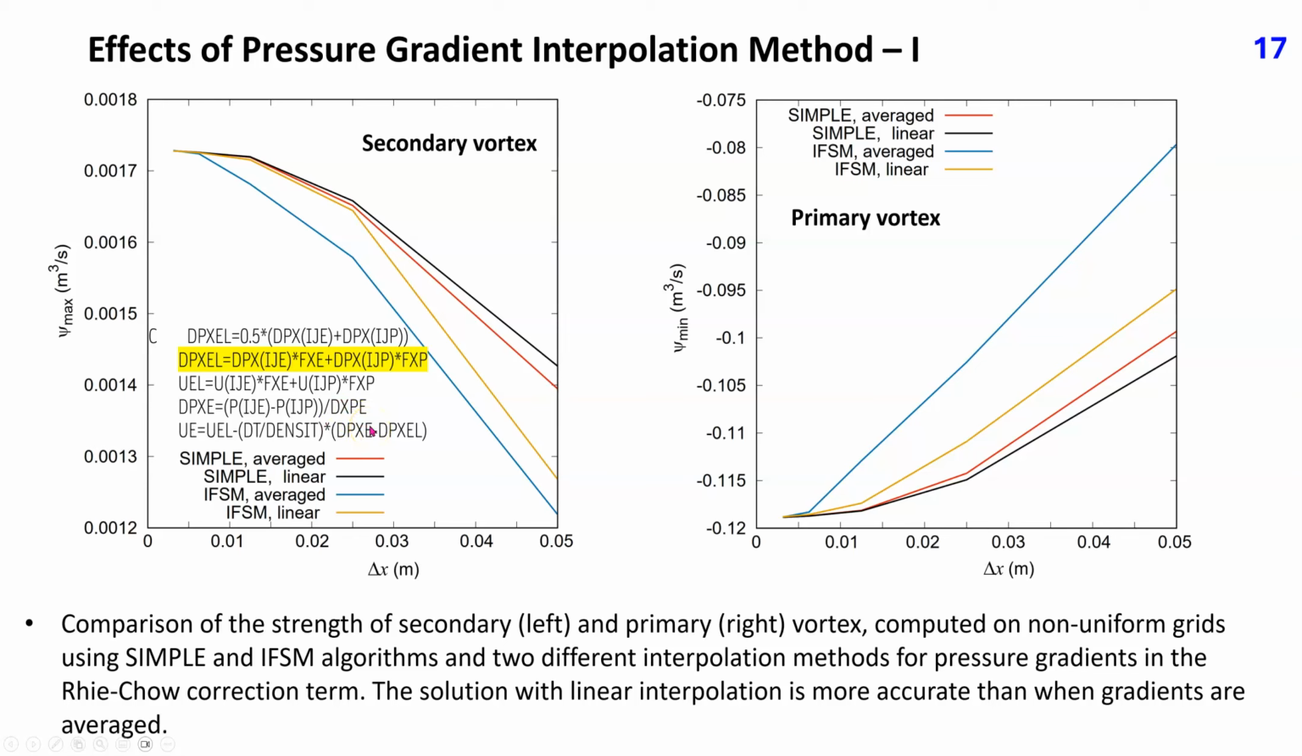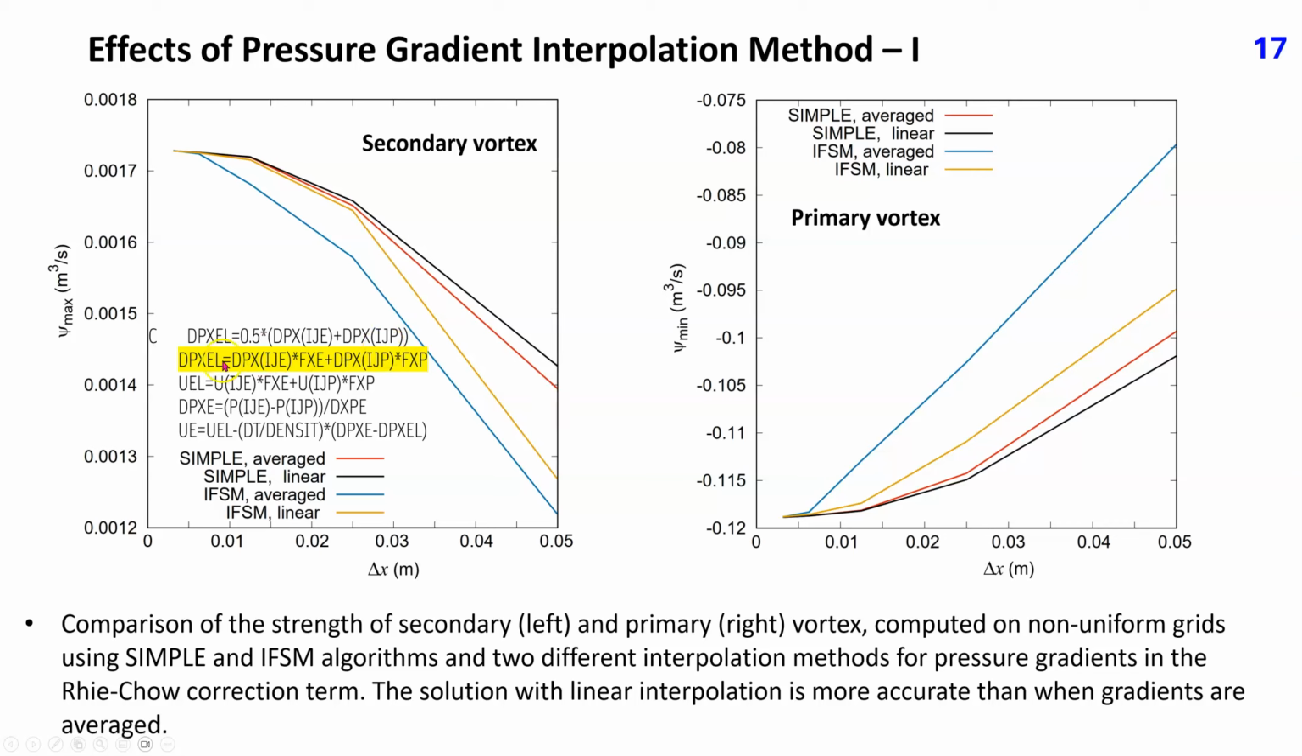When the grid is non-uniform, the central difference approximation of the pressure gradient at the cell face, pressure at the neighbor cell minus pressure at the cell center divided by the distance, is second-order accurate midway between the two cell centers, not at the cell face. This is why the literature suggests the pressure gradients are averaged rather than linearly interpolated, so that both approximations are consistent. In SIMPLE, no big difference is observed when the interpolation method is changed. However, in IFSM, averaging the pressure gradient leads to large errors and irregular behavior.